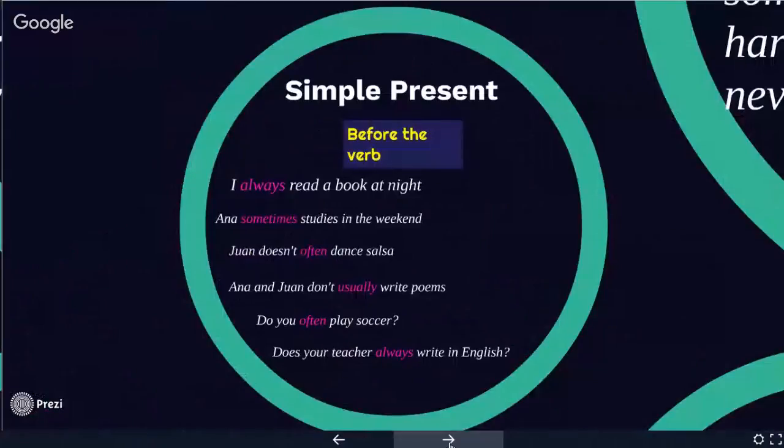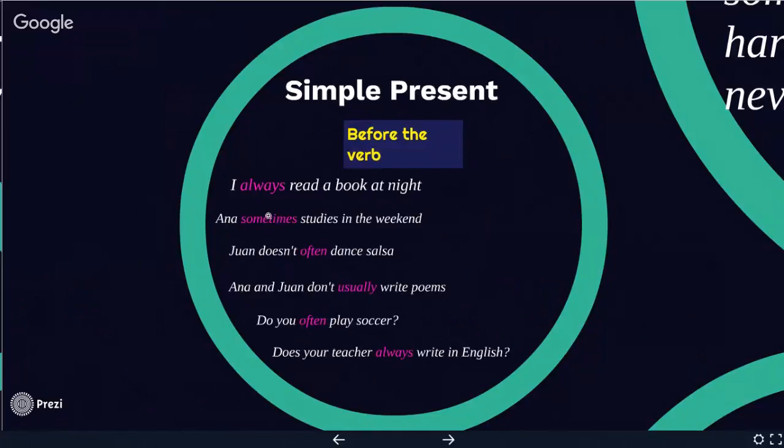In simple present, you have to put a frequency adverb before the verb. Before the verb. I always read a book at night. Read is a verb. Always is a frequency adverb. In this case, always is before the verb. And I sometimes study on the weekends. Sometimes is the frequency adverb, study is a verb. Sometimes is before the verb.